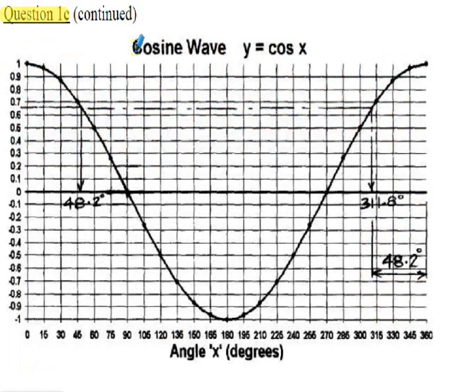Question 1c continued, just showing a plot of the cosine wave function here, and again for the 0.66 ratio you can see where the two solutions occur. We project the 0.66 recurring ratio across, and we get these two solutions here. Alright, there are no negative solutions because minus 1.5 is off the curve.